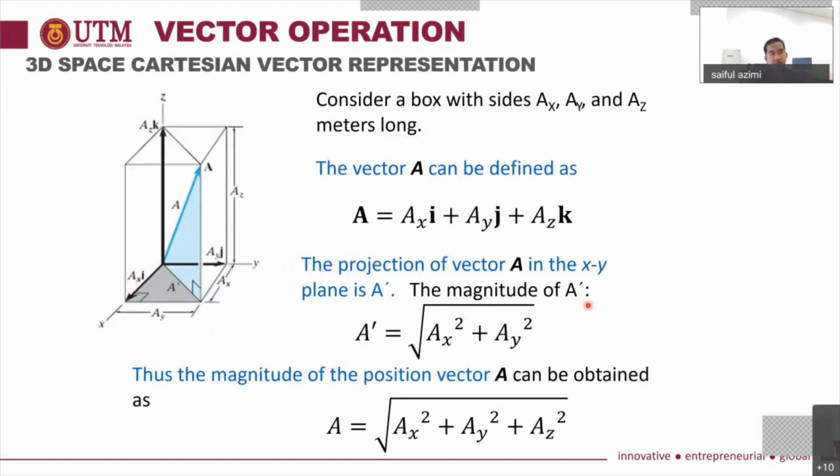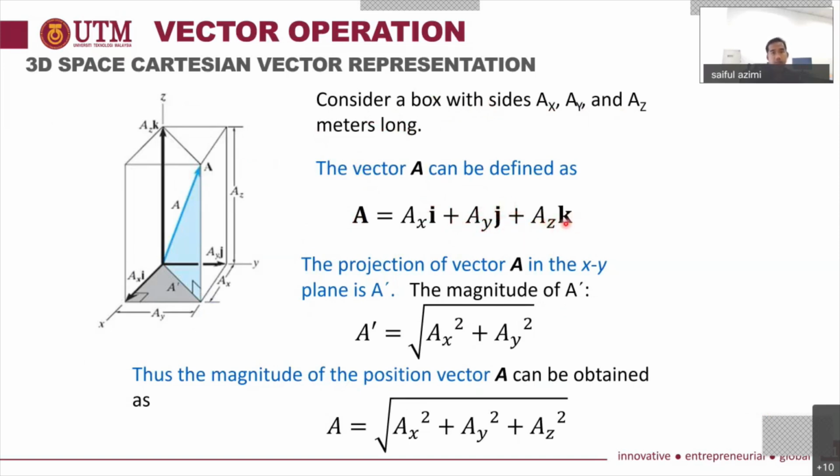What is the Cartesian vector for 3D space? First, you must consider a box with sides of Ax, Ay, and Az meters long. Previously we already learned that the resultant force A equals Ax plus Ay plus Az, right? But in Cartesian notation, you can represent it as Ax i, Ay j, and Az you need to represent as k.